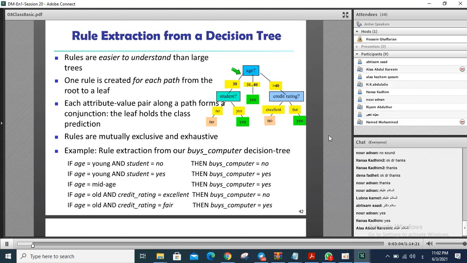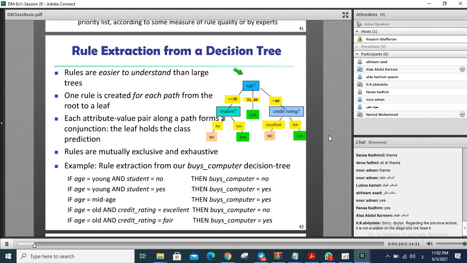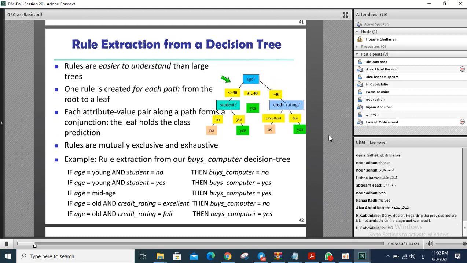However, one of the best and easiest ways to create a rule-based classifier is using a decision tree. When we create a decision tree, we can simply extract rules from the tree.